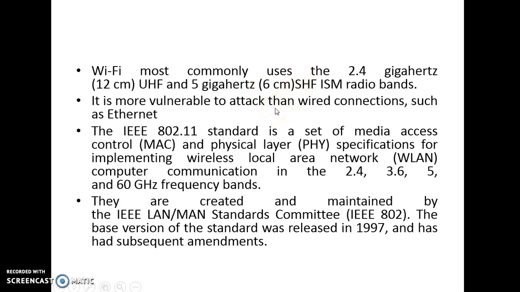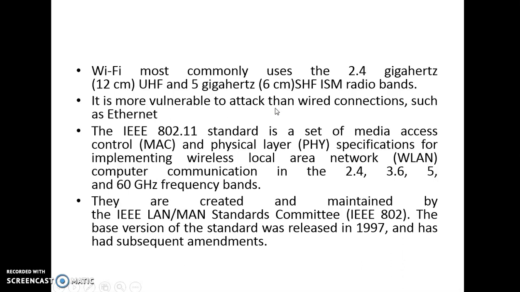It is more vulnerable to attack than wired connections such as Ethernet. It is a wireless LAN, so everyone can access it and hack it more easily. There are some security issues more than Ethernet. But again, we can enhance the security.